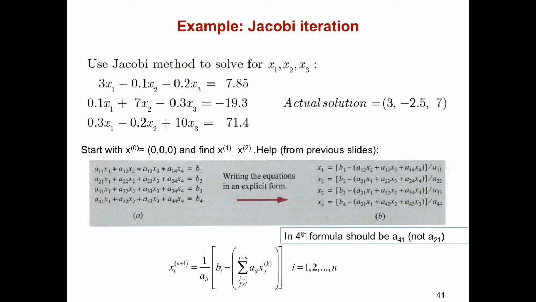For the vector x1, those x values are just divided by whatever coefficient. The first row is going to be 7.85 divided by 3.